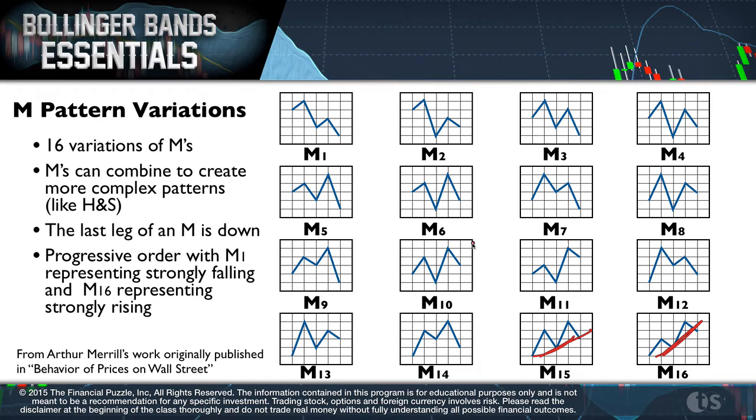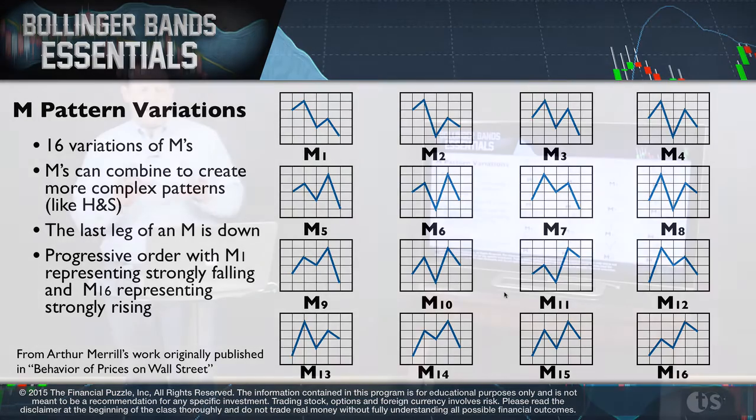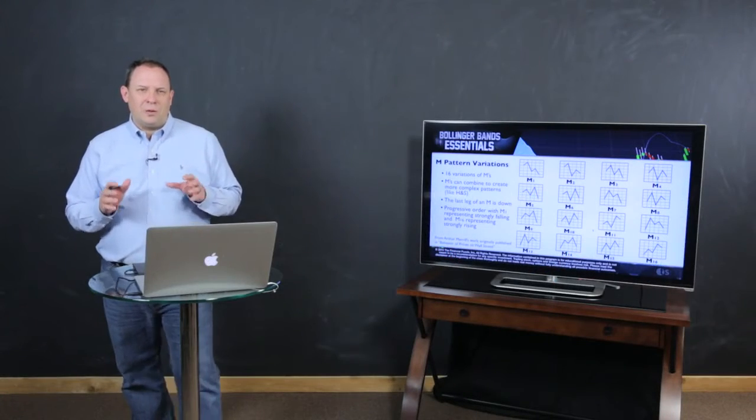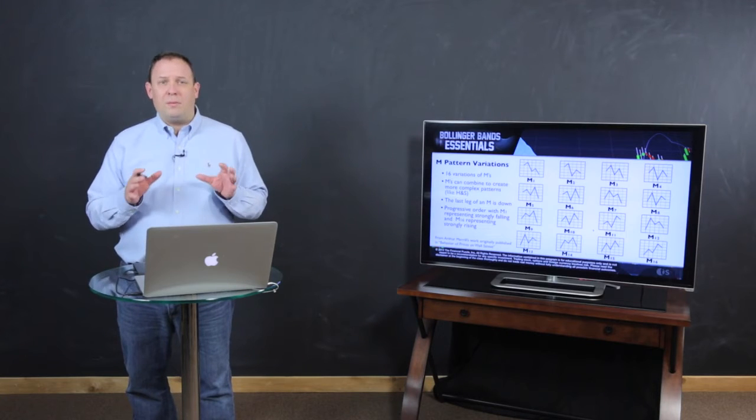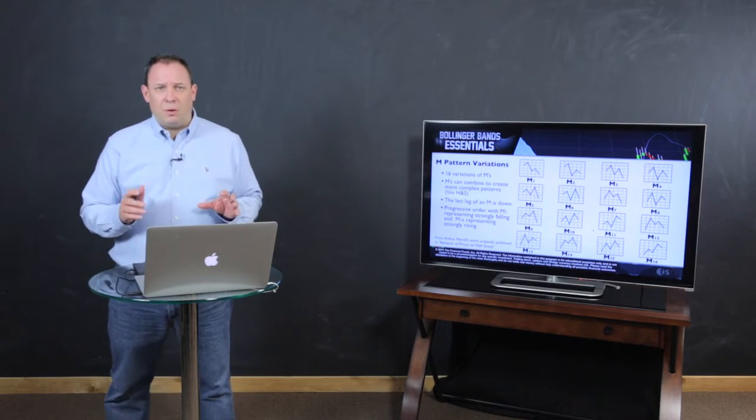If you look in the middle here, a lot of these are sideways moves. Some of these actually look like triangles. For example, the M9 pattern starts to look like an expansion. M10 looks a little bit similar as well. And so the idea is that these are just variations of 5-point swings that will show up, and a lot of times you'll be able to identify them very clearly inside the Bollinger Bands.